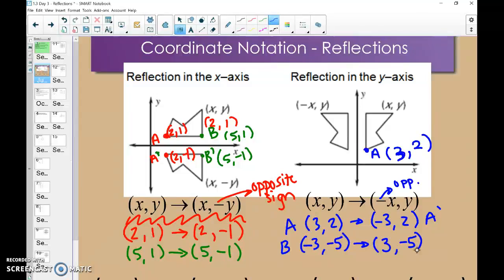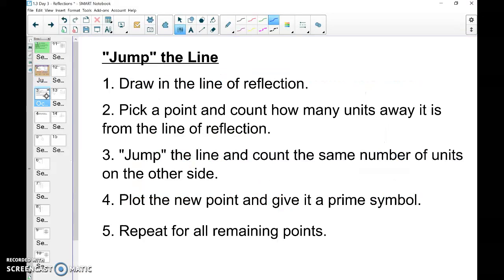Okay, so that's one technique you could use, just using the coordinate notation that they've shown and using that rule to figure out what symbol you're going to flip. Now, I don't really suggest that way. I think that way only works a few times. So I suggest what I call jump the line.